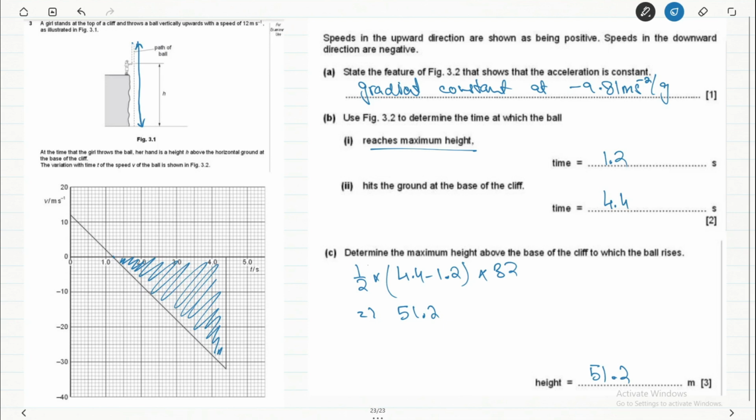So this is the complete P2 practice of kinematics now. I do recommend that you go ahead and solve some questions for yourself as well, so that you'll get a good grasp on the topic.